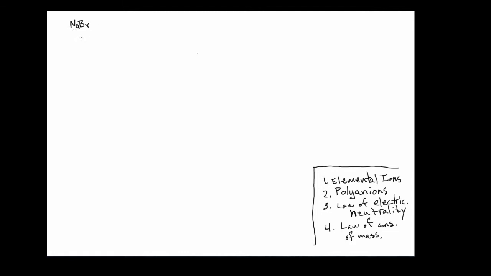Now, how do we figure out what this is? Well, this comes back to my point about knowing your elemental ions. Sodium here is out of group 1A. I'll write that up here. So we know that it's going to be +1. And bromide is out of group 7A.